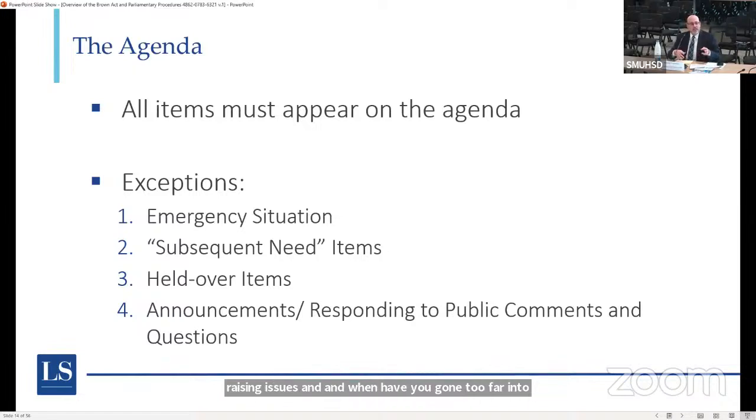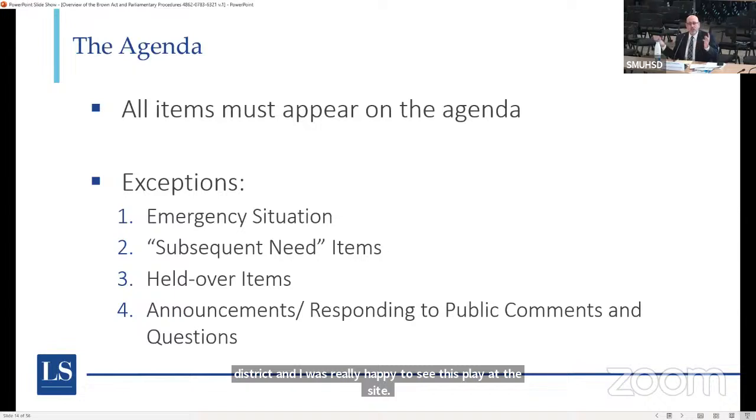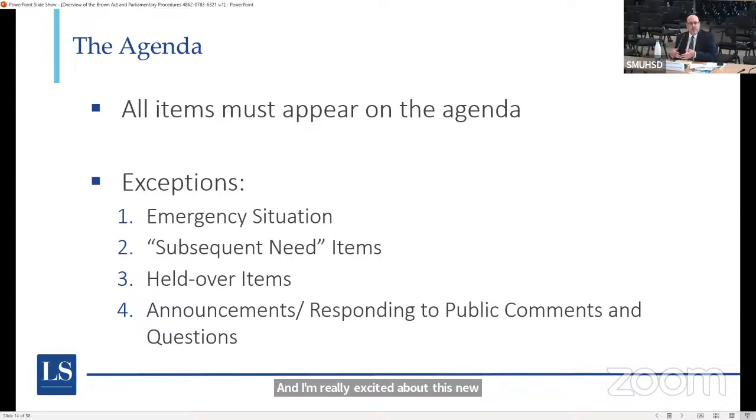And then to make it even worse, if you say, well, I really support what the speaker said, we really should do X, and then another board member says, hey, I agree, and a third one says the same, you're starting to have a board meeting without agendizing it. Which is why, with board comment, the best board comments, the ones that make me happiest as a lawyer, are: these are the events that I attended in the district, and I was really happy to see this play at this site, and I'm really excited about this new initiative we've got. Not weighing in with positions on things, because somebody can always argue, even if it's not responding to a speaker, it's just somebody during their statement starts talking about some item of district business, and lo and behold.